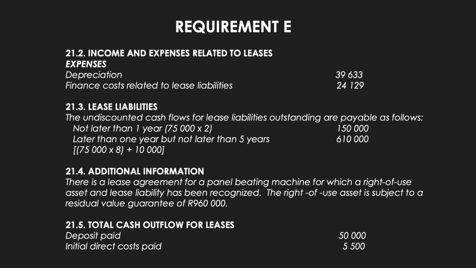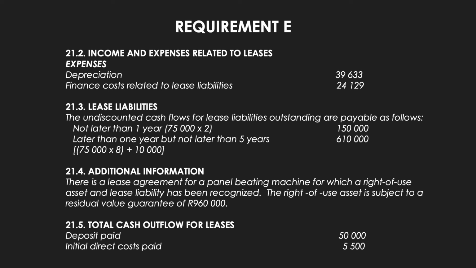Usually in a question, you will be given the time bands. In this question, the time bands were not later than 1 year, and later than 1 year but not later than 5 years. Not later than 1 year means what payments are you going to make in the next 12 months, and you are going to make 2 lease payments, one on the 30th of June 2010 and one on the 31st of December 2010. So you take the 75,000 Rand and multiply it by 2, which gives us the 150,000 Rand.